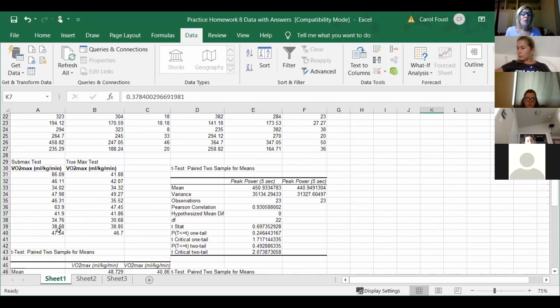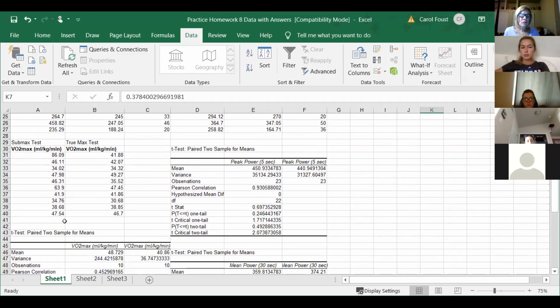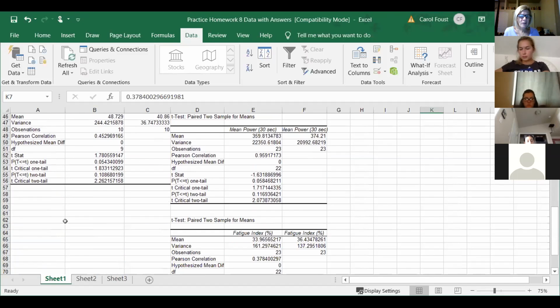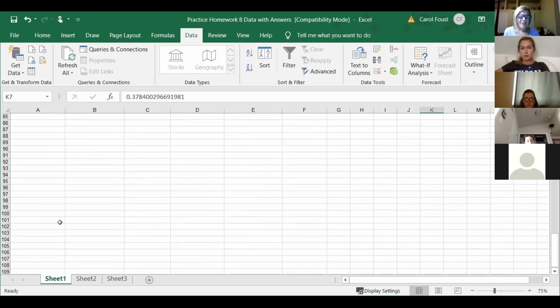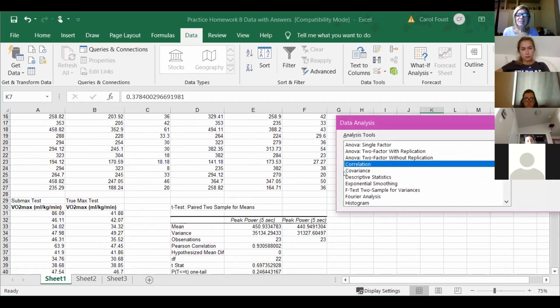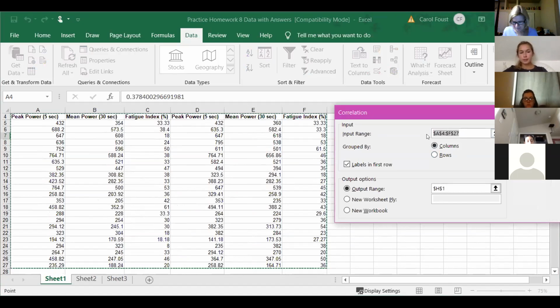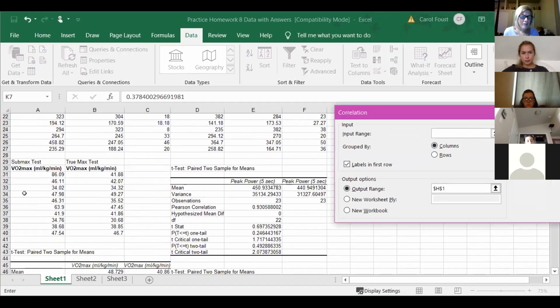Okay, so the first thing we want to do is do a correlation. So we want to go ahead and correlate those. I guess I just forgot to do the correlations. Okay, so we'll do the correlations. So my input range here, I'm going to input the VO2 max data.